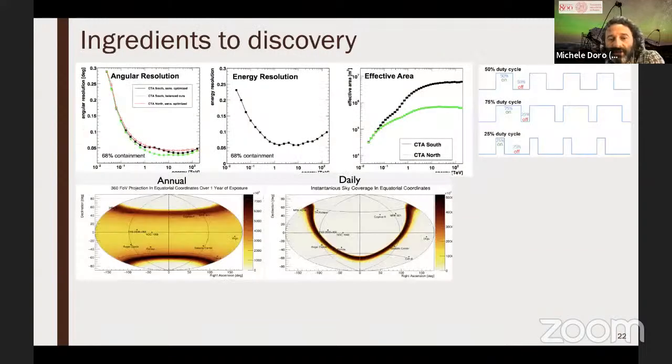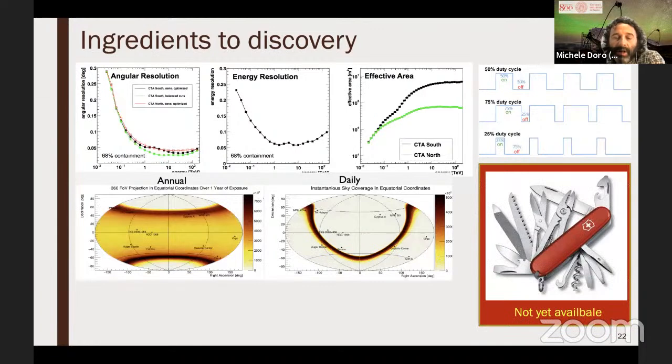Okay, so these are all the ingredients for discovery, and there is no instrument that can have them all. You cannot maximize energy coverage and angular resolution at once. That's why you have to be patient and have many instruments that give you pieces of information.